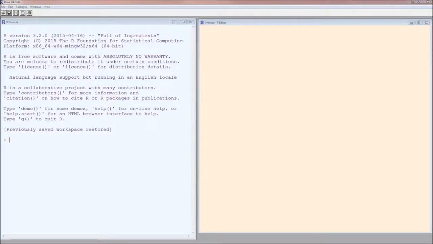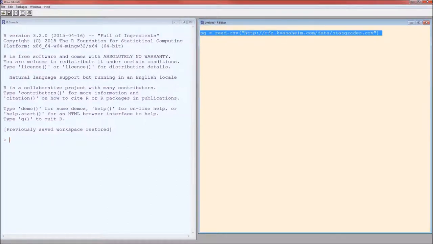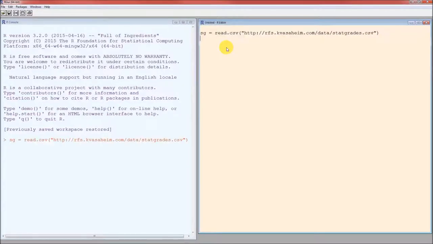Let's work with the stat grades data set. We'll go ahead and call the variable sg. Notice again the function is read.csv, and we give it the path, in this case the URL, the path to the file including the file name. Notice it is a CSV file, hence the read.csv. Let's go ahead and read that in. We can either do, again, for Windows people it's Control R, for Mac people it's Command Enter. Alternatively, we could click on this.